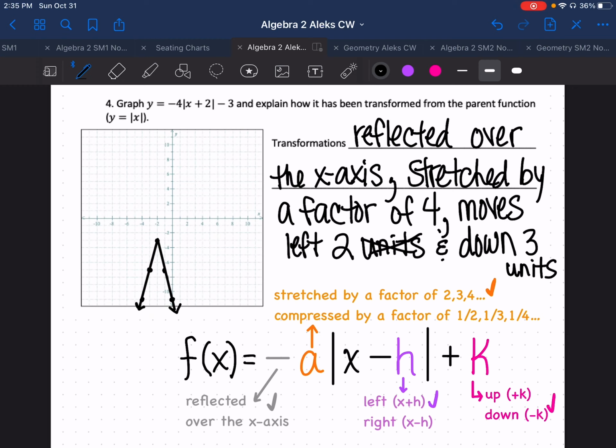All right, ladies and gentlemen, will you have to fill out all of this? No, but just a heads up. Half of you will have to put this, the other half will not. Almost everyone is going to have to tell me that they stretched by a factor of, and then they're going to have to tell me what their number is here for A. Half of you will tell me that you moved left or right, and the other half of you will tell me that you moved up or down. Good luck, you guys. You've got this.